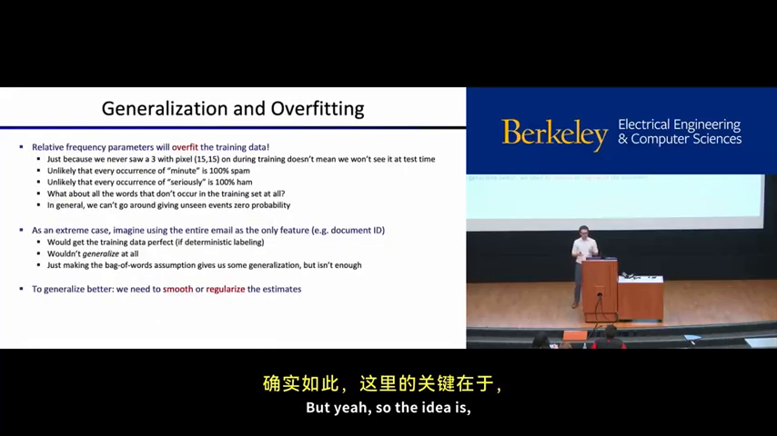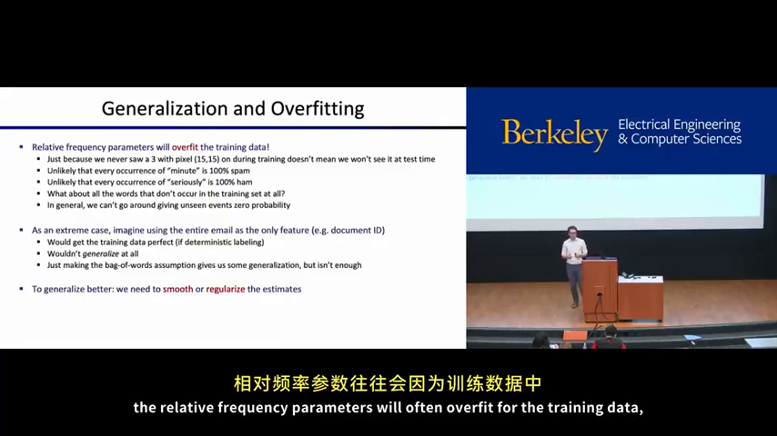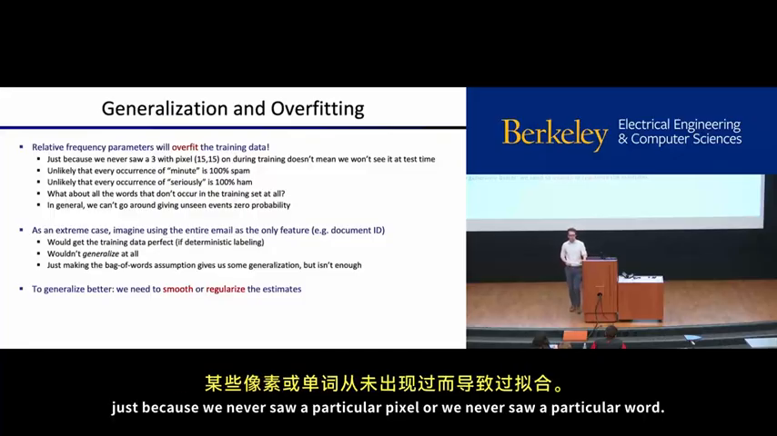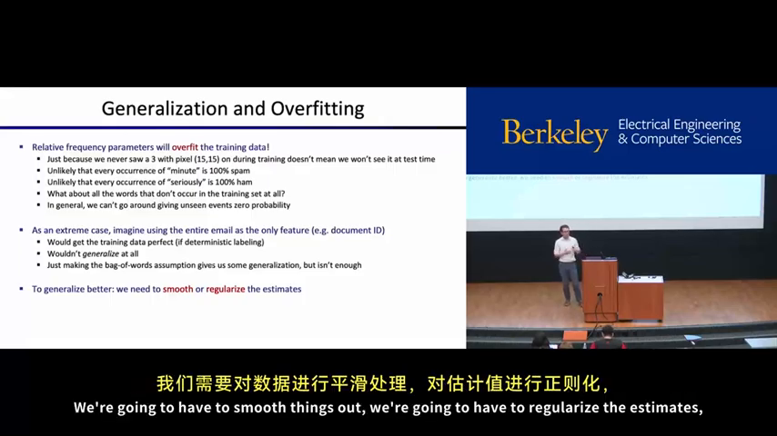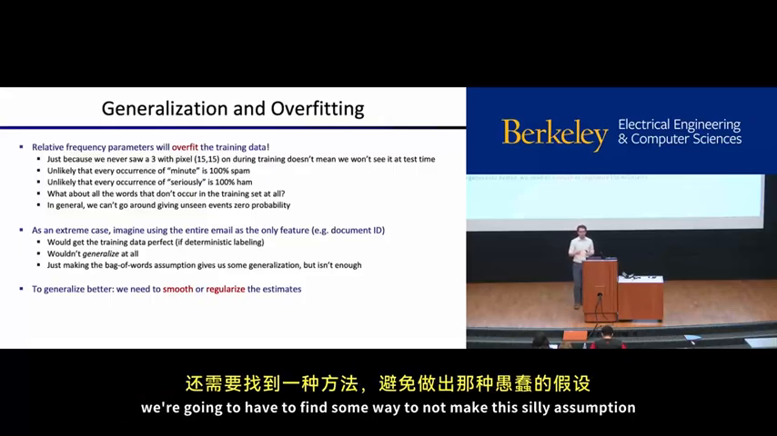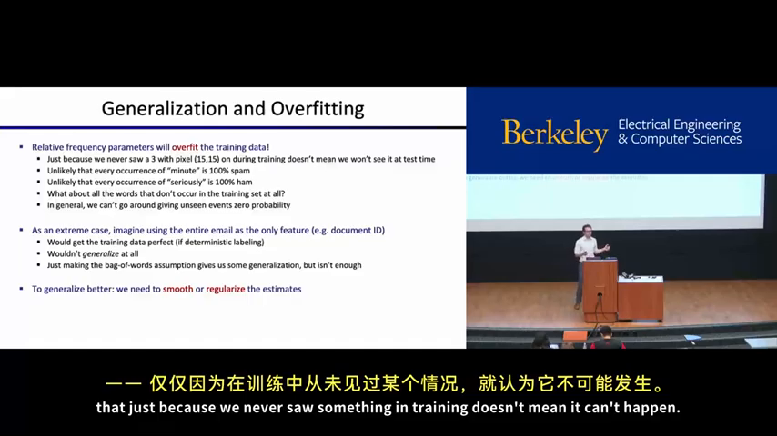But the idea is that the relative frequency parameters will often overfit the training data just because we never saw a particular pixel or we never saw a particular word. So in order to fix this, we're going to have to learn to generalize better. We're going to have to smooth things out. We're going to have to regularize the estimates. We have to find some way to not make this silly assumption that just because we never saw something in training doesn't mean it can't happen, right?